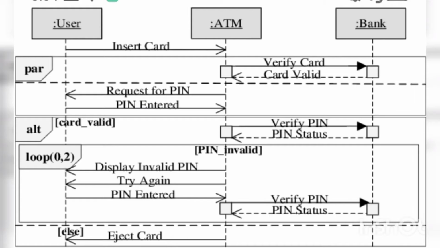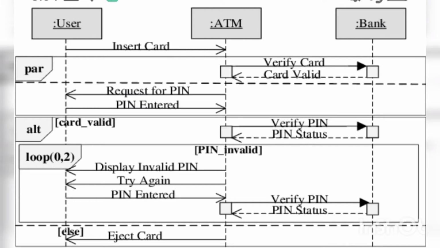And we also have different activities that are occurring between the objects, like insert card. So first the user is inserting the card, then the ATM verifies the card with the help of the bank, and then the card is validated. Here you can see the dotted lines for the card validation, because it is actually the result of the previous activity. So it is represented in dotted lines, so that activity is always having the dotted lines.